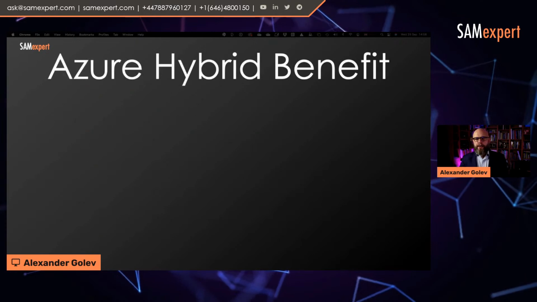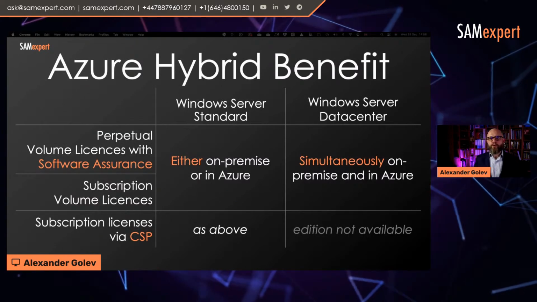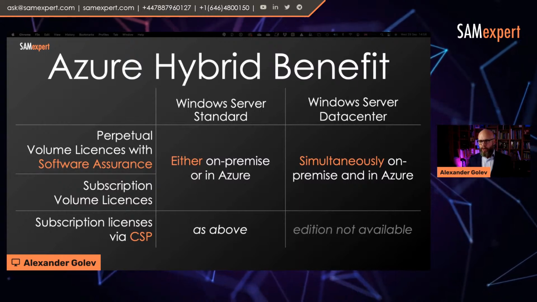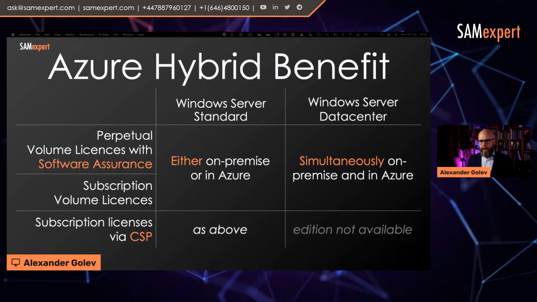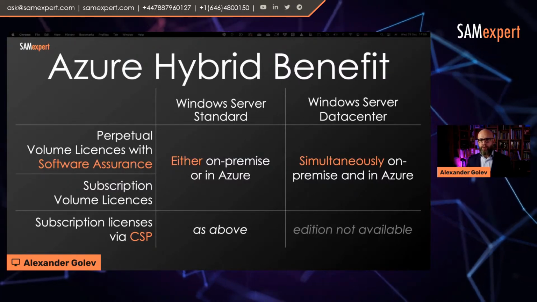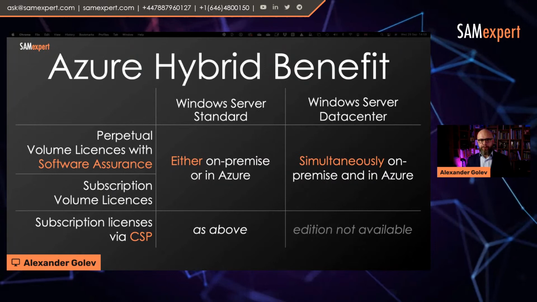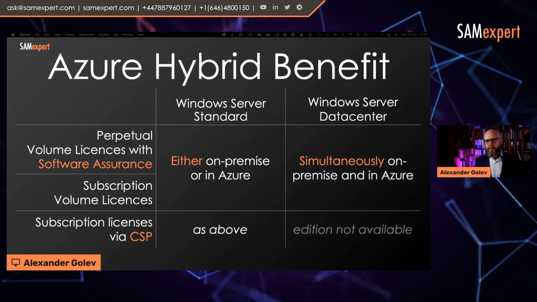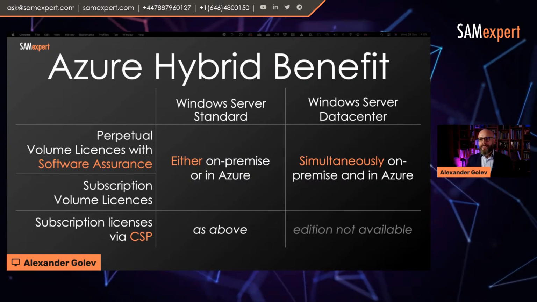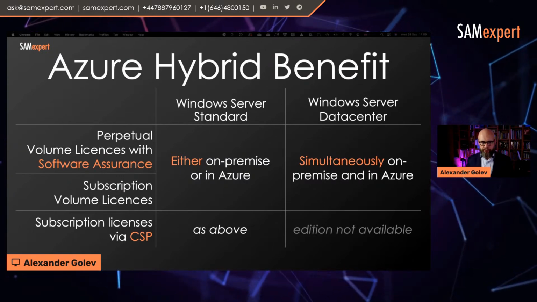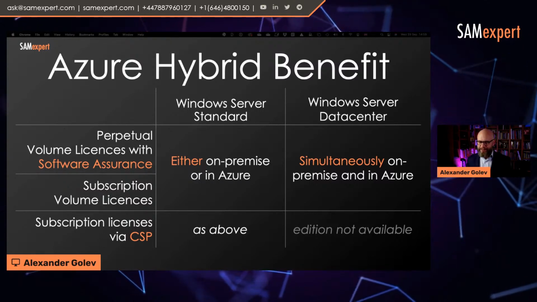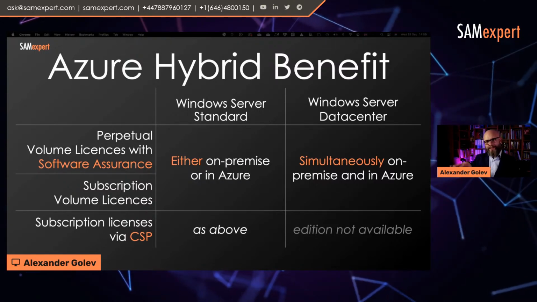Right. So if you want to, can you use your Windows licenses that you bought in Azure? Yes, you can. So for Windows Server Standard, if your licenses are covered with software assurance or you bought them through CSP, subscription licenses, you can use them either on premises or on Azure. If you have Windows Server Datacenter license with current, active software assurance, you can use them simultaneously at the same time in your data center and in Azure.